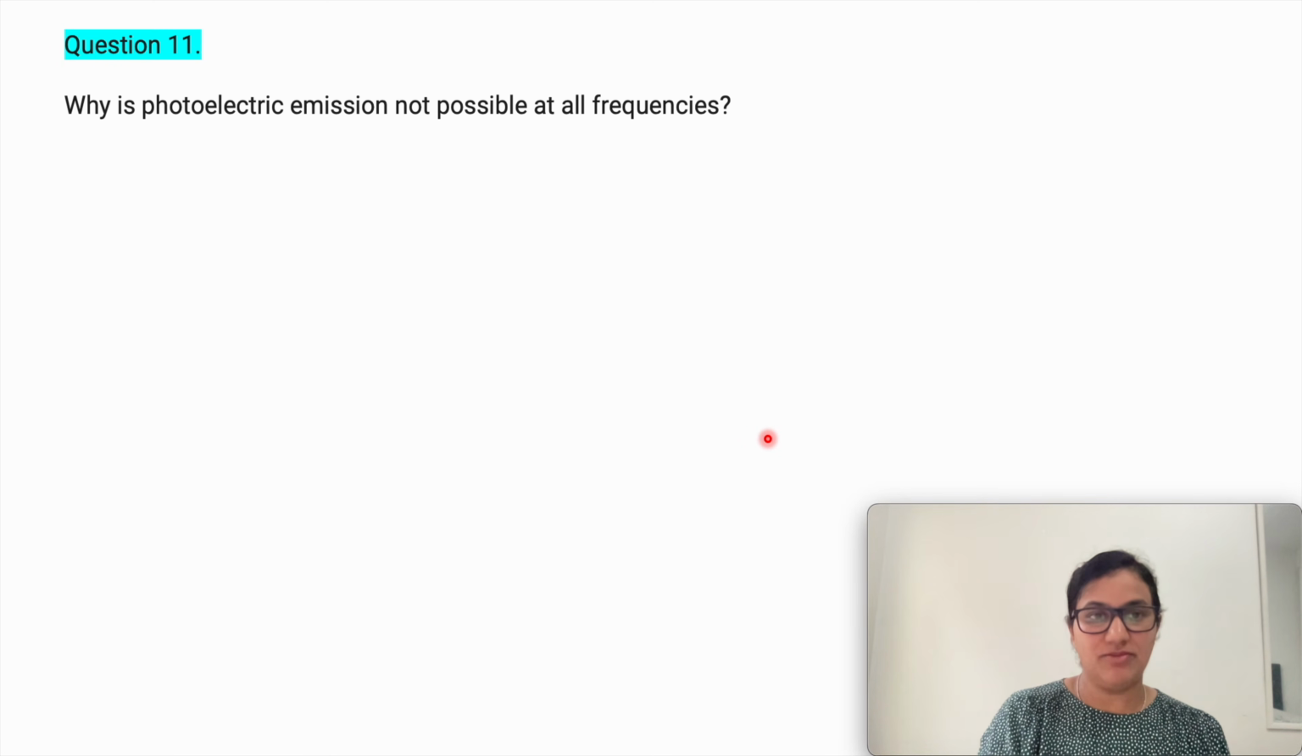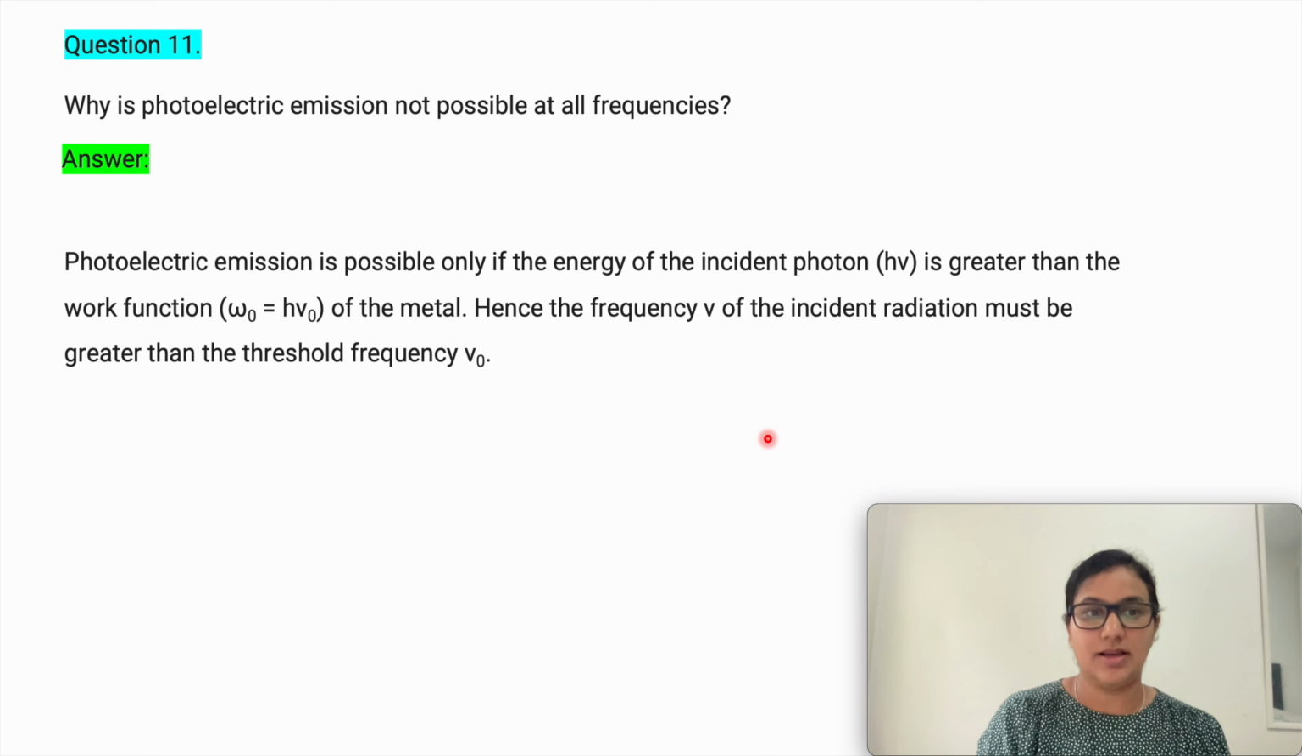Question number 11. Why is photoelectric emission not possible for all frequencies? The answer is photoelectric emission is possible only if the energy of the incident photon is greater than the work function of the material. Hence, the frequency nu of the incident radiation must be greater than the threshold frequency nu naught.